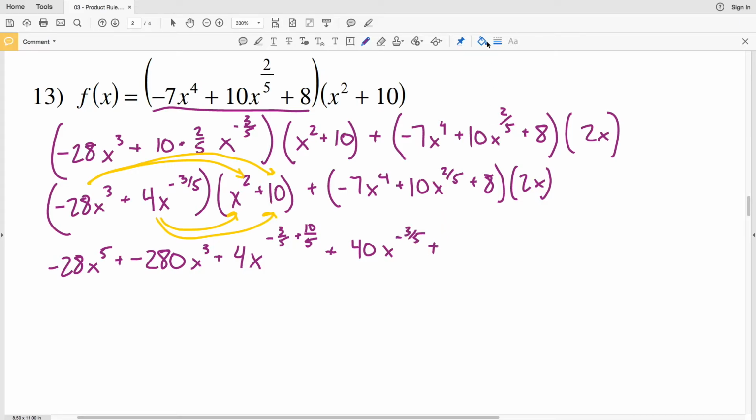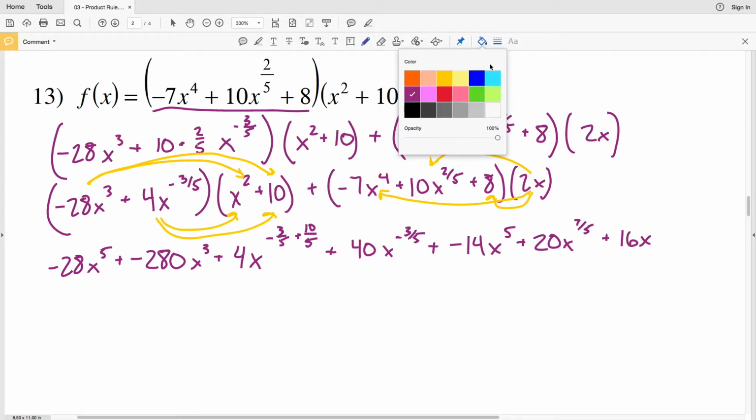And that's all added to. Now I'll distribute my 2x. So 2x times negative 7x to the 4th is negative 14x to the 5th, plus 2x times 10x to the 2/5 is going to be 20x to the 2/5 plus 1, which will be 7/5, and then plus 8 times 2x is 16x. Now I'll start combining like terms.